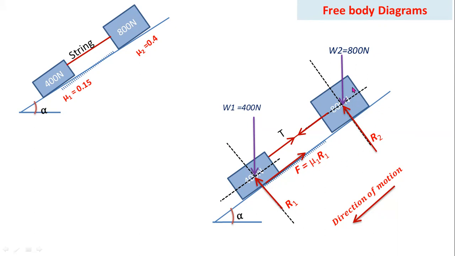Now you have to consider this second block. This block also moves downward, so you have to consider upward frictional force. Now these two are the frictional forces. This one is F1, this one is F2. F1 is the frictional force between block 1 and the inclined plane, and F2 is the frictional force between block 2 and the plane.